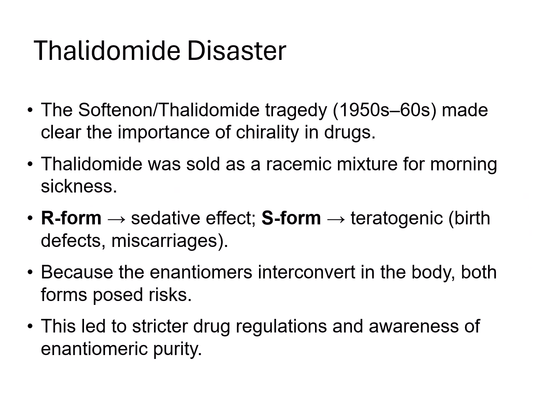Another pharmaceutical example is the thalidomide disaster in the 1950s and 60s. Thalidomide was sold as a morning sickness drug, to prevent or decrease morning sickness symptoms in pregnant women. But it was sold as a racemic mixture, so both of the mirror images were in the drug. The R form is the one with the desired sedative effect, but the S form was teratogenic. Teratogenic means it's a substance that can cause functional birth defects in the developing fetus. Unfortunately, this led to birth defects and miscarriages in the pregnant women who took this drug.